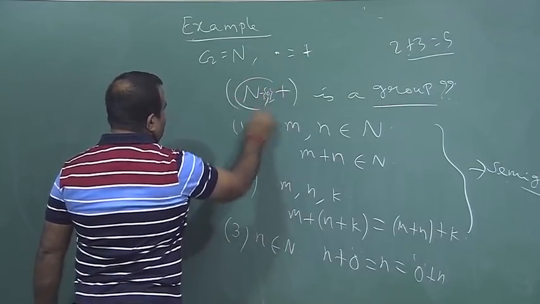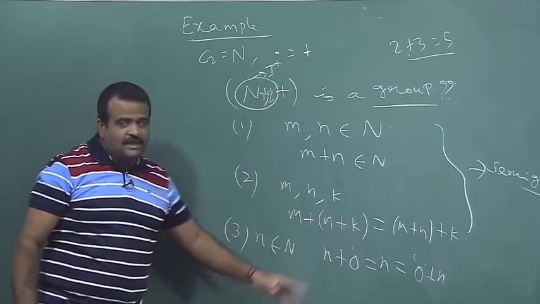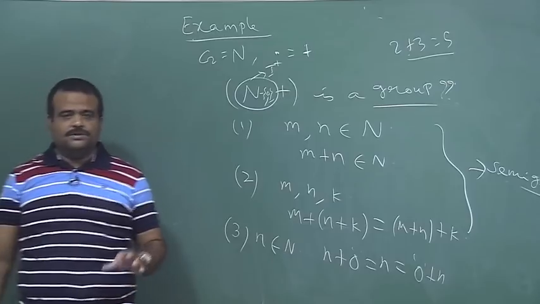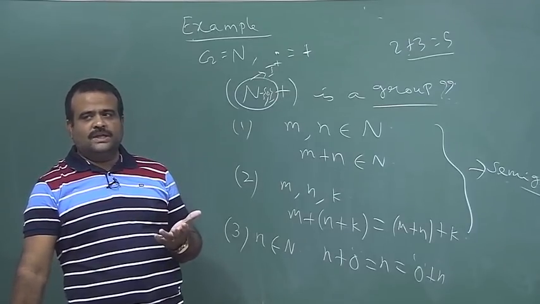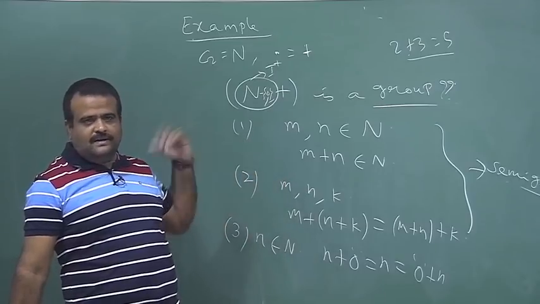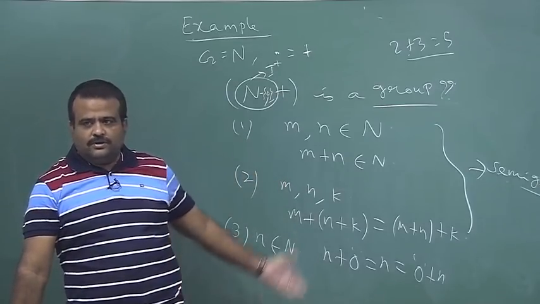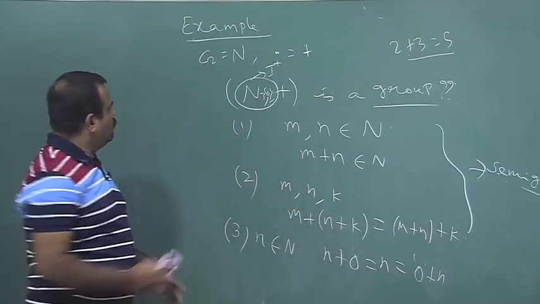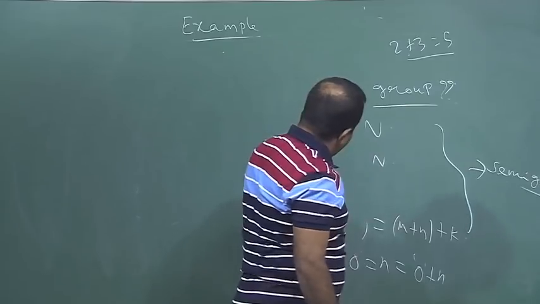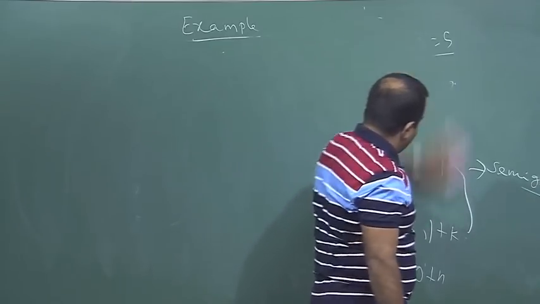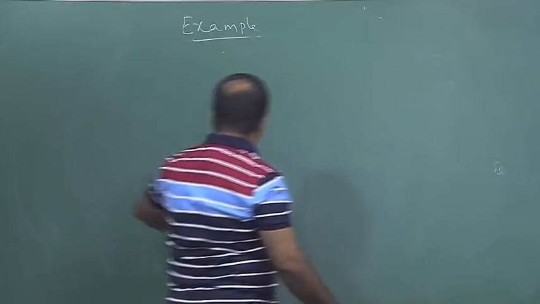So, this is basically the set of positive integers, because then the inverse will not exist. If we have taken any positive integer, say 2, then the inverse under this additive operation is minus 2. So, minus 2 does not belong to this set. So, it is not a group. Now, the question is whether the set of integers is a group or not along with this plus operator.